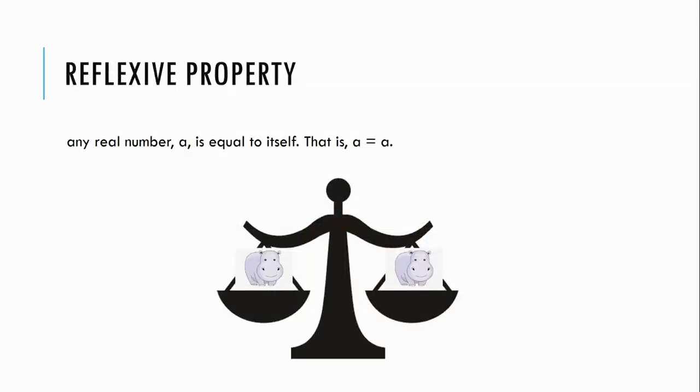All right, let's talk about the reflexive property. Reflexive property states that if any real number A is equal to itself, it's like 5 equals 5, 8 equals 8, 3.14 equals 3.14. And in this case, I'm using a baby hippo as an example. So I've got the scale here, and just like an equation, in an equation the two sides are equal, so they weigh the same amount. So the baby hippo weighs just as much as the baby hippo.